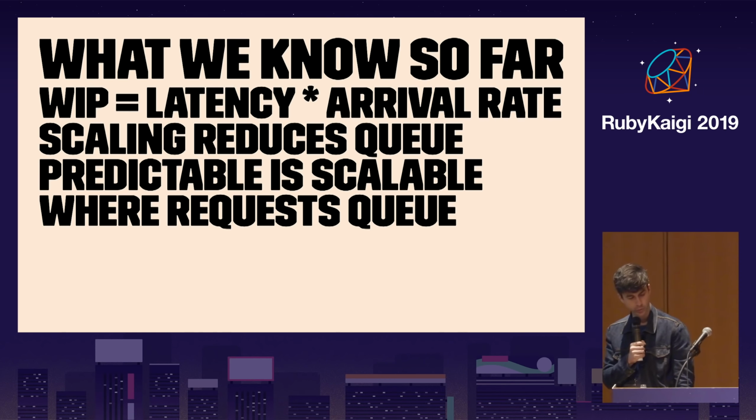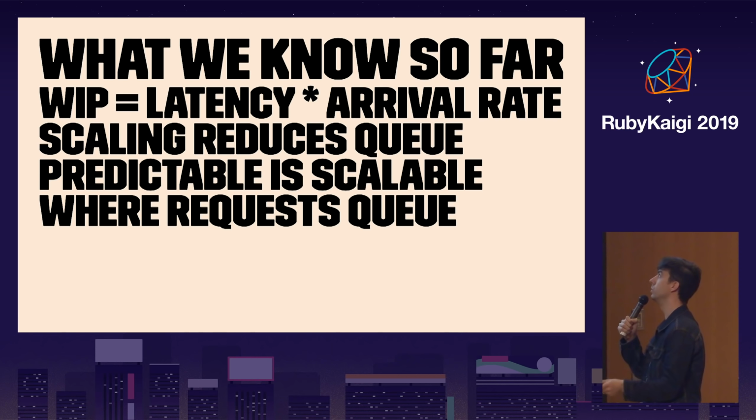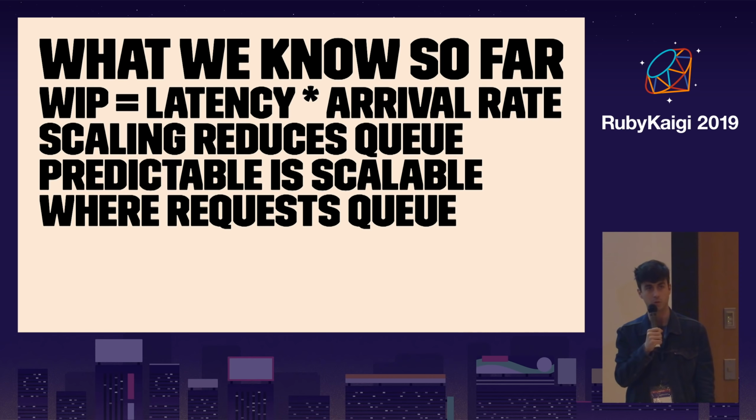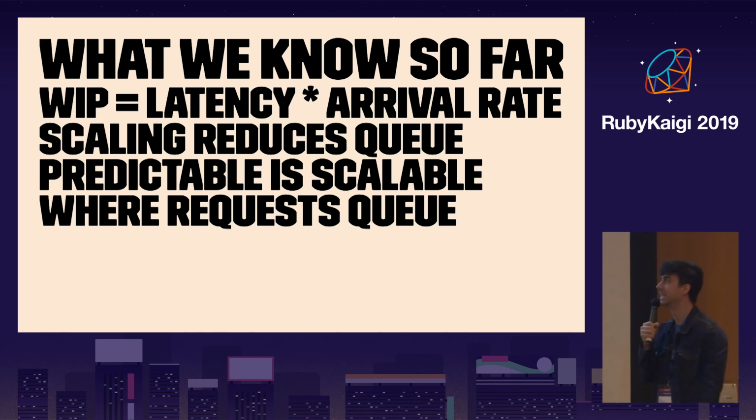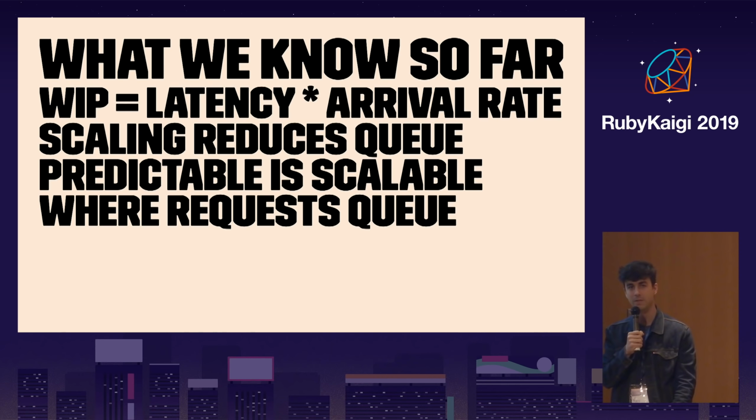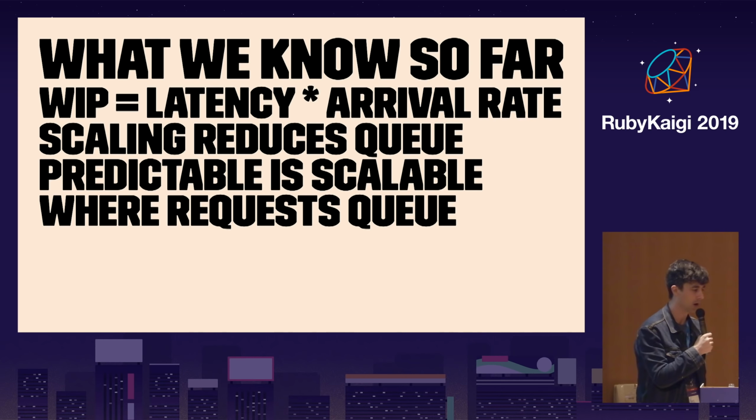Okay, so here's what we know so far. The amount of work in progress, the number of requests in progress at any given time in your Ruby application, is equal to the latency multiplied by the arrival rate. Scaling reduces the amount of time spent waiting in the queue for an empty Unicorn or waiting in the socket. Predictable response times are more scalable than unpredictable ones. And I told you about how requests queue waiting for an empty Unicorn or Puma process, and they wait in Unicorn, or on that server, I should say.